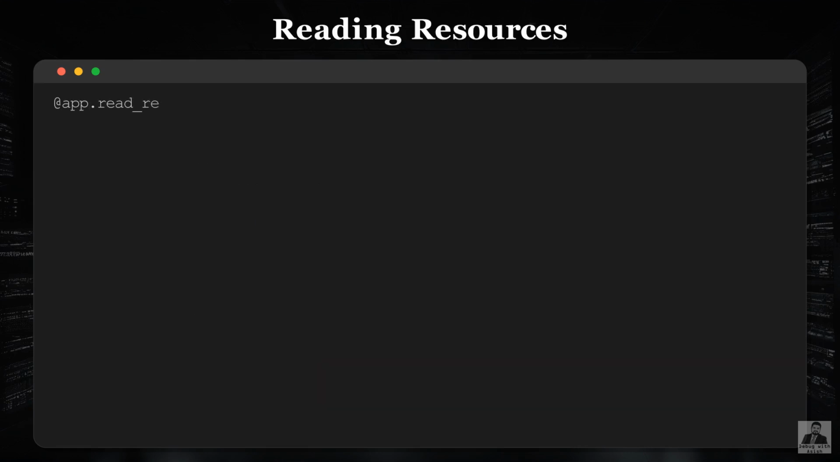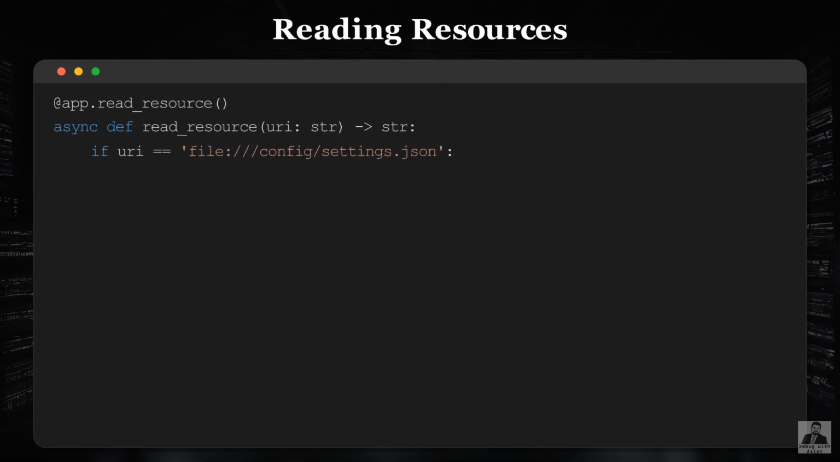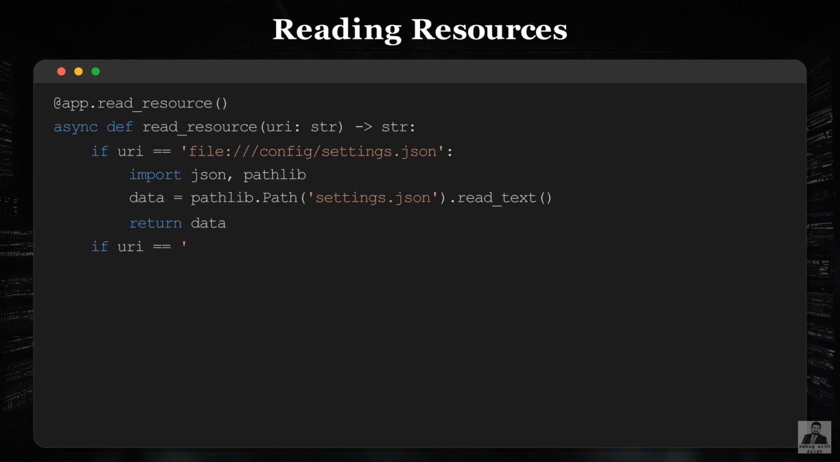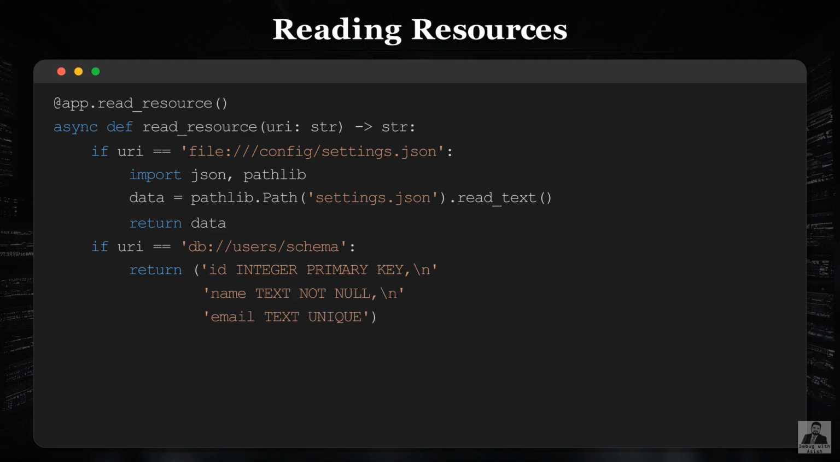The read resource handler receives the URI and returns the content as a string. We match on the URI and return the appropriate data. For the config file, we read it from disk with pathlib. For the database schema, we return a hard-coded string, though in a real server, this would query the database for live schema information. Returning a string is sufficient for text content. For binary content, like images, you would return bytes and set the MIME type accordingly.